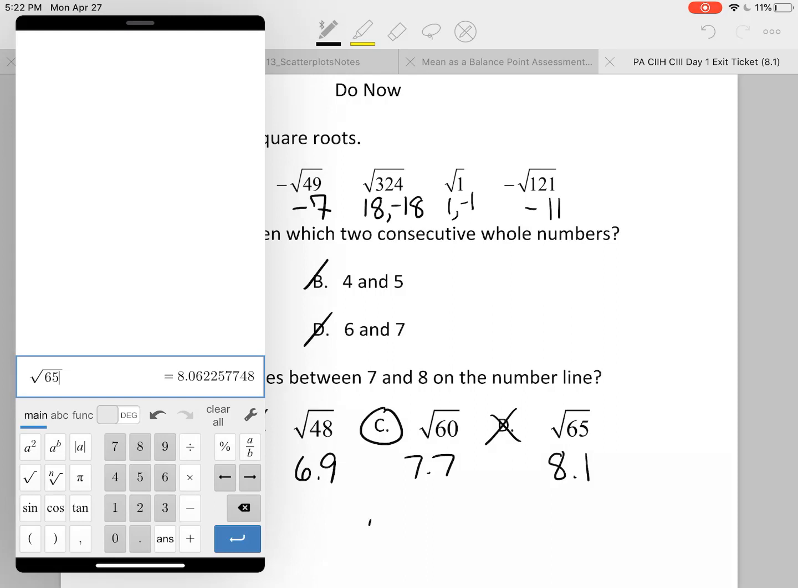Also, 7 squared is 49, and 8 squared is 64. So we knew that the number inside the radical symbol had to be in between 49 and 64.